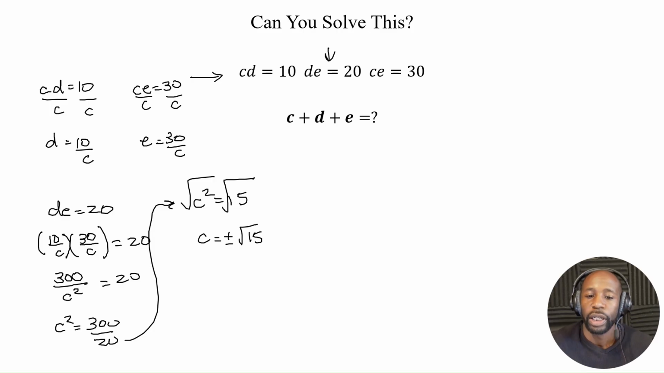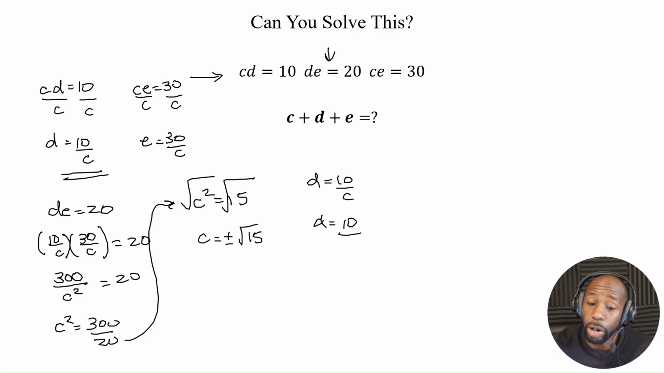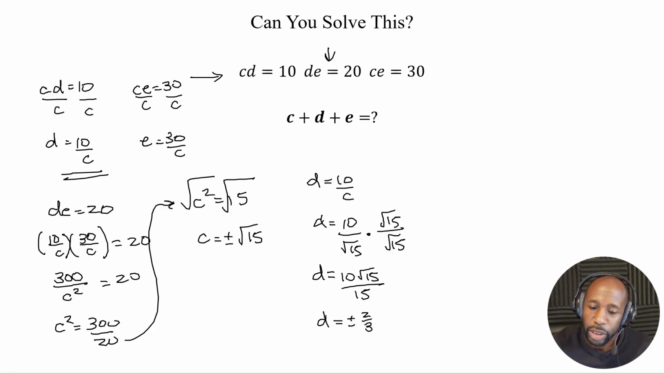Okay. Now let's use this here to find D. So if D is equal to 10 over C, then D is equal to 10 over. Now I'm only going to use the positive version of this, but we know it's plus or minus. 10 over the square root of 15, multiply the top and the bottom by square root of 15 so we can get rid of that radical. So then D becomes 10 root 15 over 15. Simplified, D equals plus or minus 2/3 square root of 15.